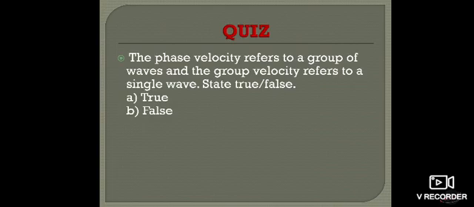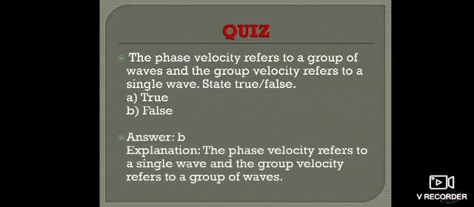The phase velocity refers to a group of waves and the group velocity refers to a single wave. Is it a true statement or a false statement? The answer is false. Why? Because the group velocity refers to a group of waves, not a single wave. The phase velocity refers to the velocity of a single wave in our waveguides. So that's why it is a false statement.